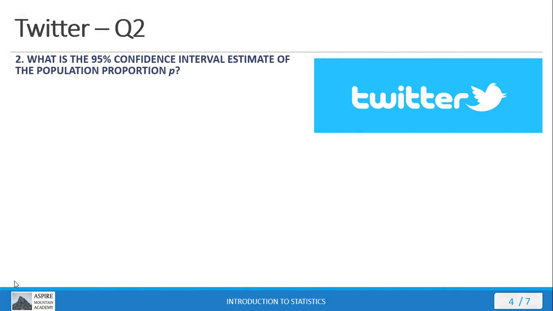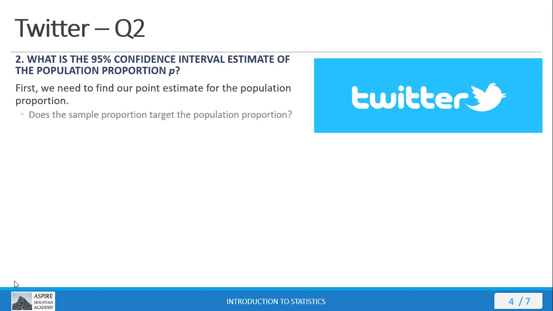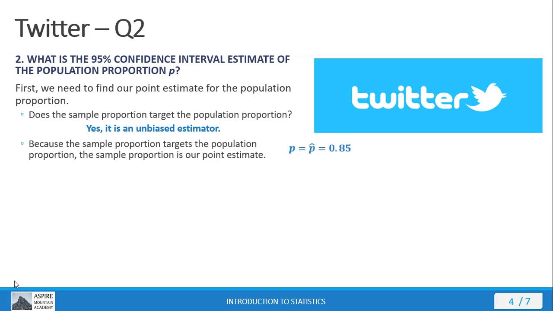Next question, what's the 95% confidence interval estimate of the population proportion p? If we're going to solve this old school style, first we need to find our point estimate. To do that, we ask ourselves this question: does the sample proportion target the population proportion? You should say yes. Proportions are unbiased estimators. So we can use our sample proportion as the point estimate for our population proportion. That's going to be 0.85.